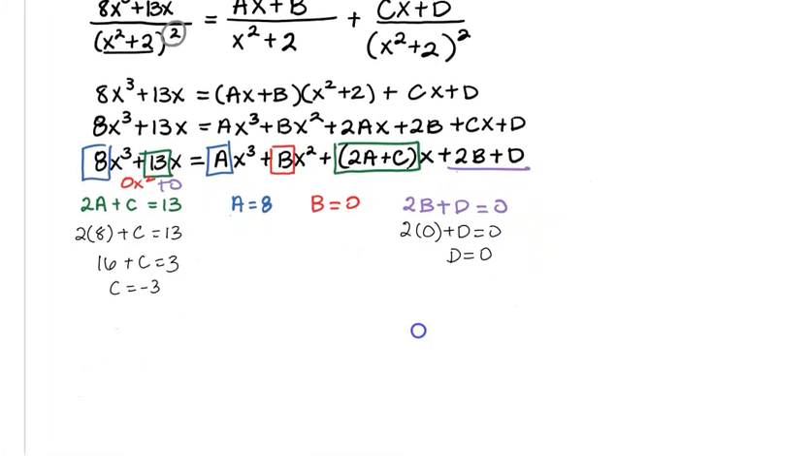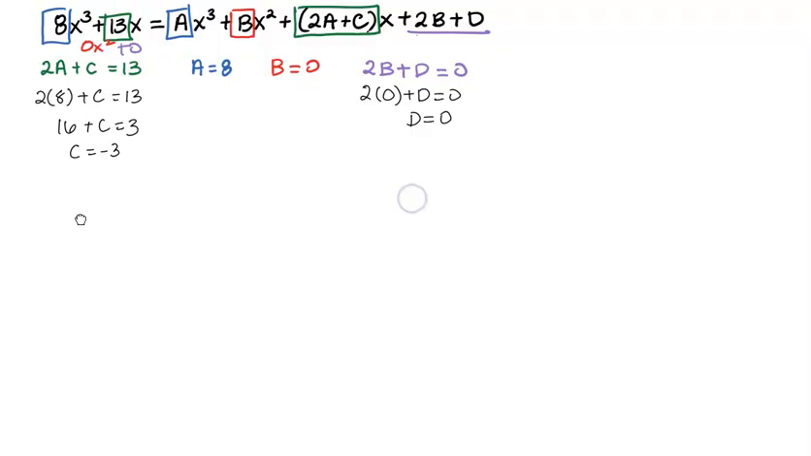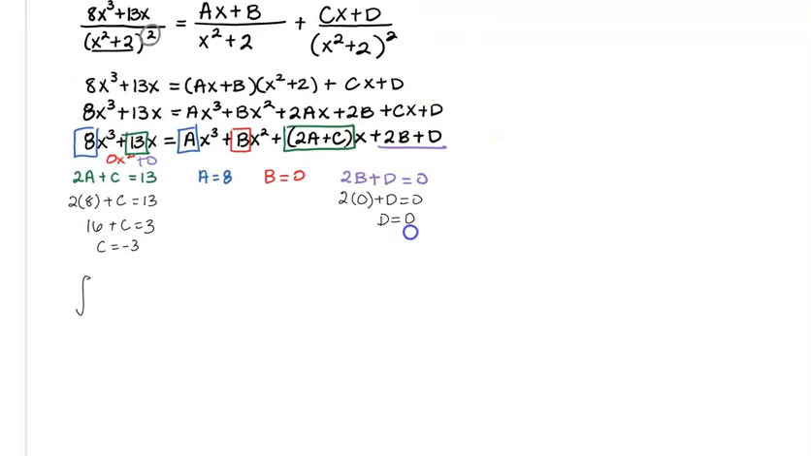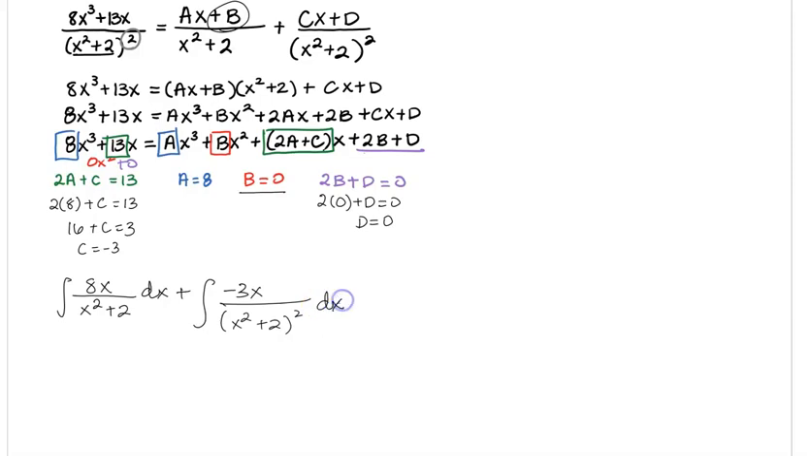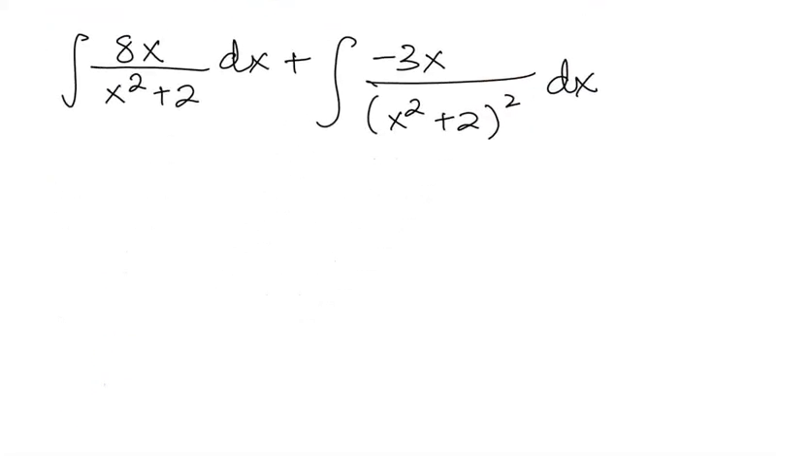So now we know that the integral we're trying to integrate is really just ax, which is 8x over x squared plus 2. There's no plus b because b is 0, so we can end that integral with a dx. C is -3, so we have a -3x. There's no plus d because d is 0. And I will end that integral with a dx. So now we have these two things that we need to integrate here.